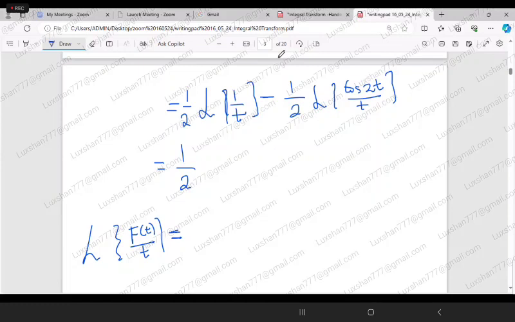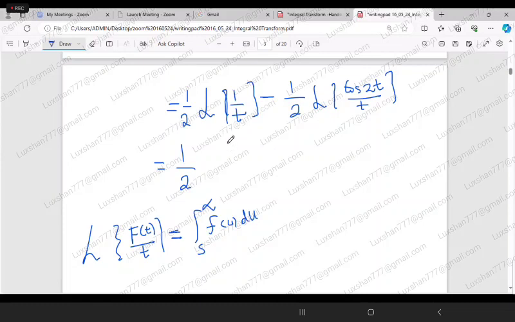You all know everything. We have studied all these things. If you don't know, then it's difficult. Please tell me what is the Laplace transform of f(t) over t? Integration s to infinity F(u) du. Okay, integration s to infinity F(u) du.